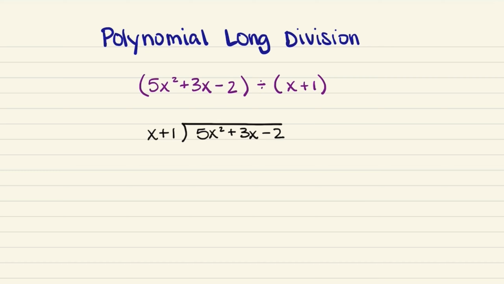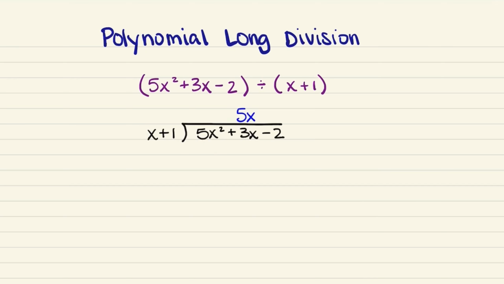So in long division, the first thing we want to do, we're going to constantly be looking at this first term and the first term here. We want to do 5x squared divided by x. Or in other words, what can I multiply x by to get 5x squared? We put that value on top of the bar. So 5x times x would give me 5x squared.